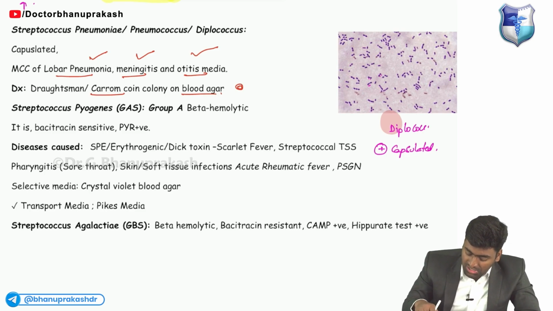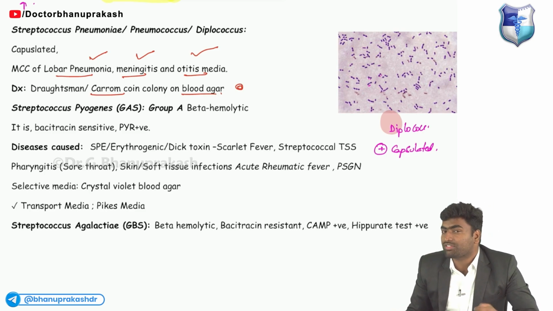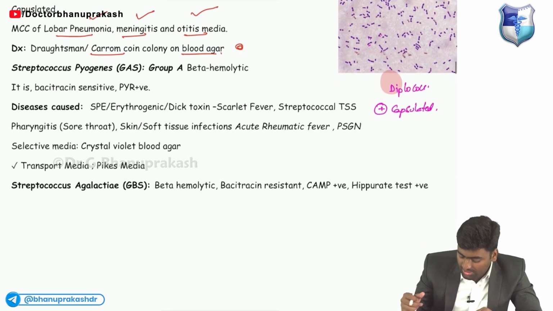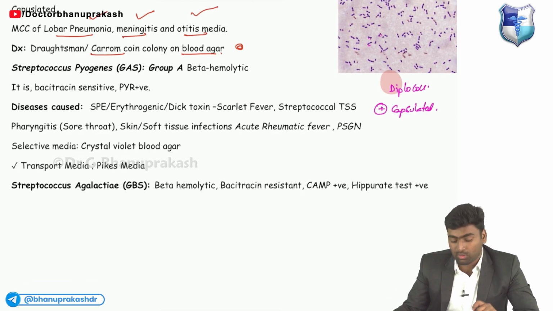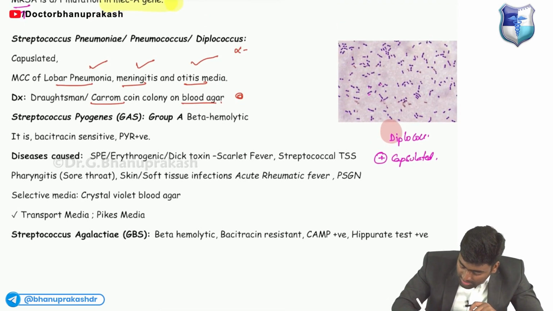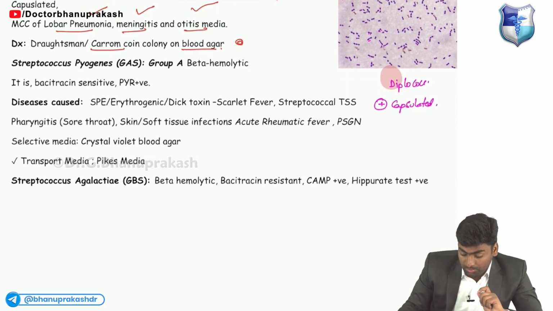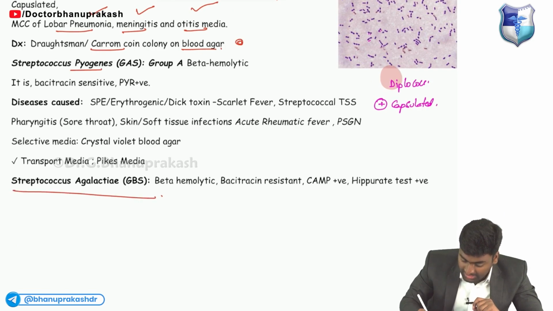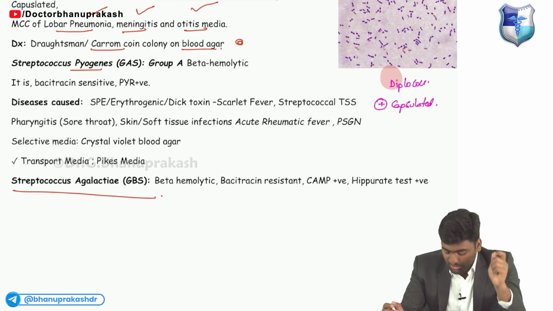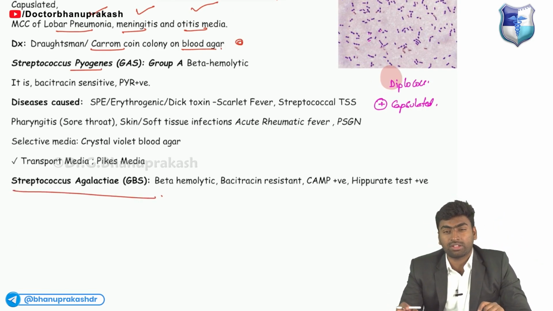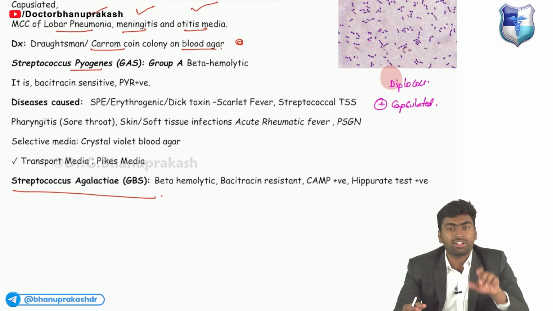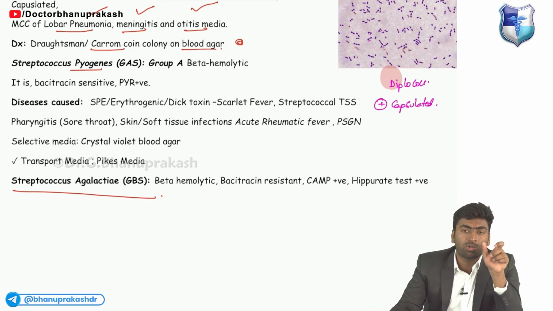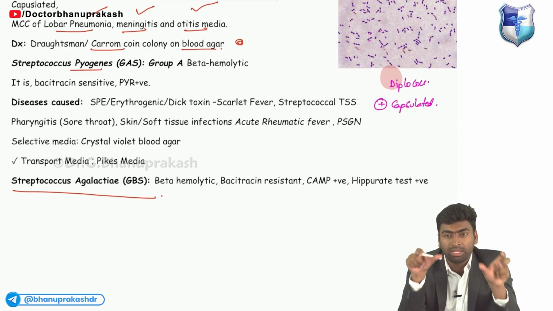And then we need to split Streptococcus into different parts. Streptococcus pneumoniae will come under alpha hemolytic. Whereas there are two beta hemolytics: one is Streptococcus pyogenes and another one is Streptococcus agalactiae. But how will you differentiate? We'll differentiate based on their group, as group A beta hemolytic and group B beta hemolytic.